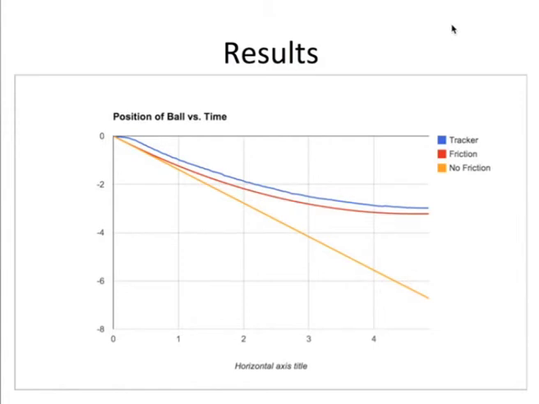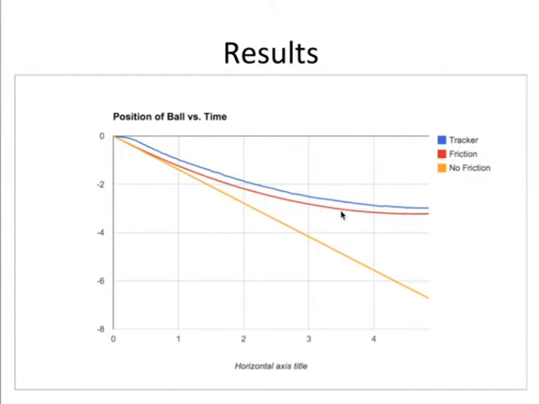So let's talk about the results. Here we've got the ball's position plotted against time. The orange line here is the model when we did not account for friction. The red line is when we did account for friction, and the blue line is the Tracker data, the data from the actual ball rolling. You'll see that when we account for friction, the calculation is pretty close.